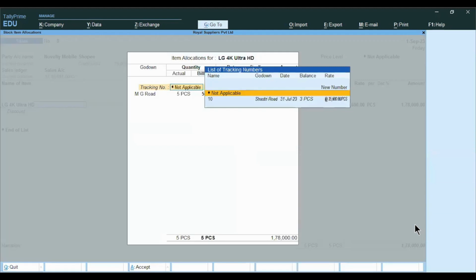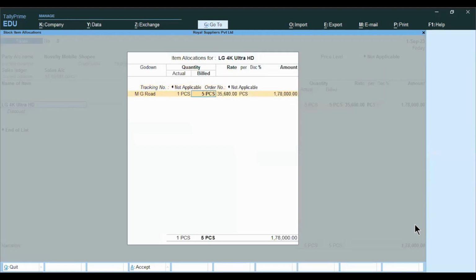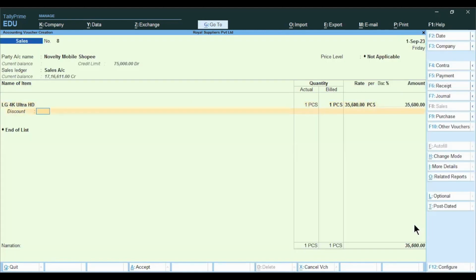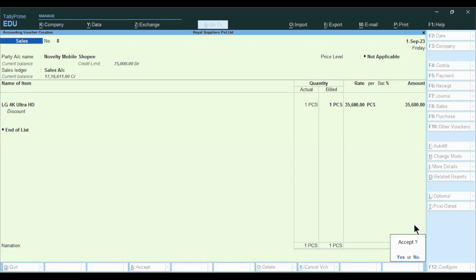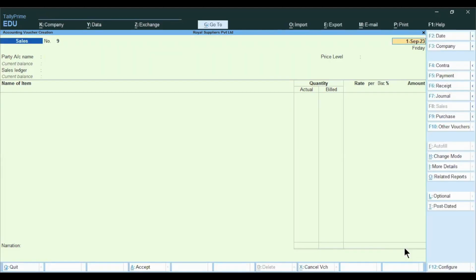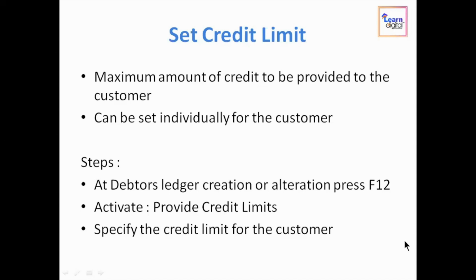and once again we will try to enter with a single unit of LG 4K Ultra. One. So now the invoice amounts to rupees 35,600. Let's check whether it will get accepted or not. Yes, enter, enter, enter. Yes, it is asking whether to accept it or not. If it has crossed the limit, this screen will not appear. It will show an error message. So press yes to accept. This is how we can set credit limit for the debtors.